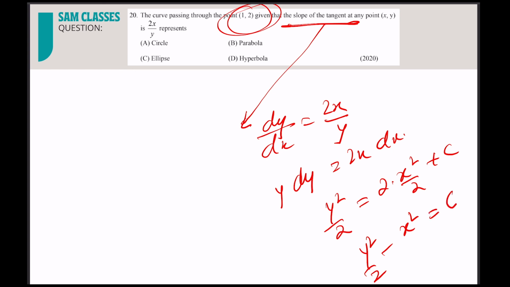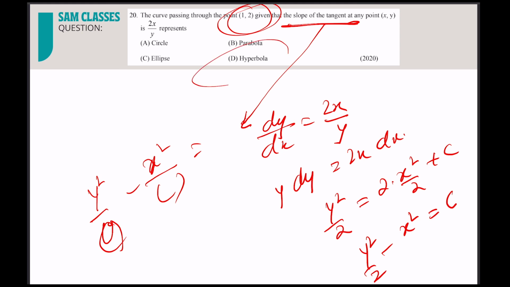See, which equation do we have with y square by something minus x square by something? That is only and only one equation, that is hyperbola. So the answer will be hyperbola. That's it. So you should know the basics of this: the circle equation, ellipse equation, parabola and hyperbola. I've already given it in the concept video. Go through that one, and you'll be able to solve it in just seconds.